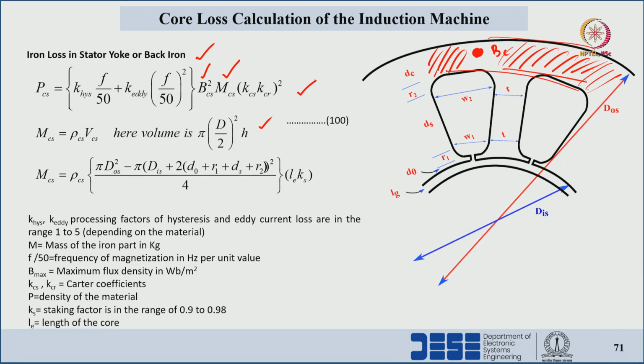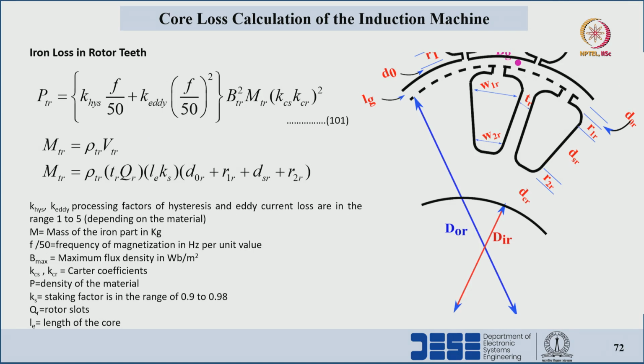We can calculate the area with respect to the outer diameter of the stator, that is pi D naught square by 4, minus with respect to this point, okay, the in-between area we are calculating. So, pi into (inner diameter of the stator plus 2 into the actual depth of the stator slot, 2 into (D naught plus R1 plus DS plus R2)) square by 4, into LE into Ks. This term represents the area, and area into length will give the volume.